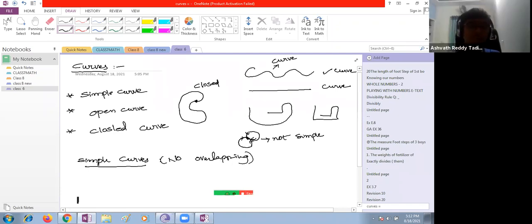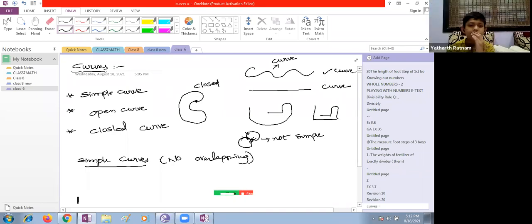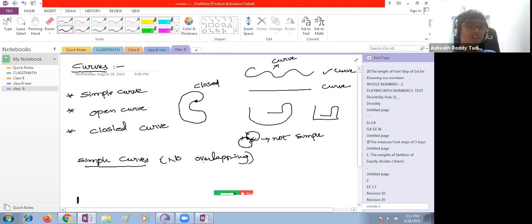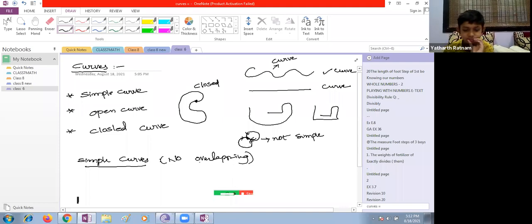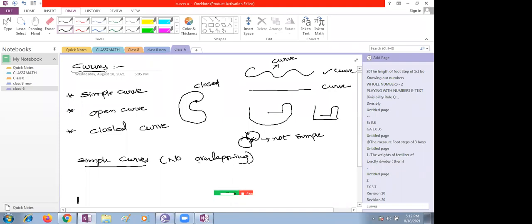Open curves are curves which have the starting point and ending point in different areas. Examples like U and C. Yes, you can write. Then please listen, children. Simple curves do not cross itself.